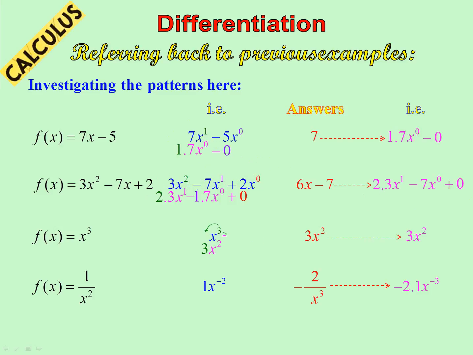Let's look at the next one. 1 lower again. Number matches. Remember, matched, and 1 lower. Yes, 1 lower, 1 lower, 1 lower. Yes, so it seems to be a pattern. Negative 2, matched there. 1 lower, because 1 lower than negative 2 is negative 3.